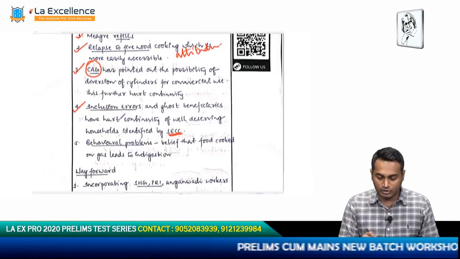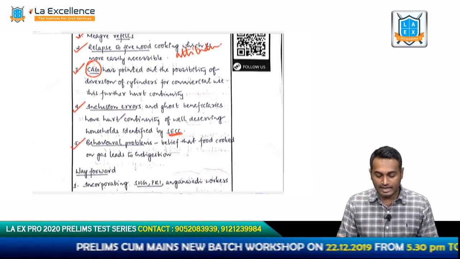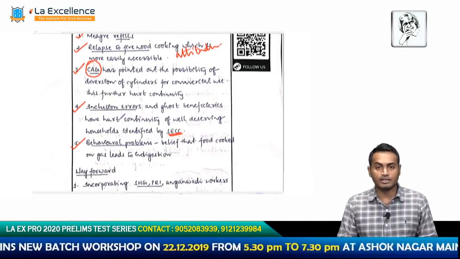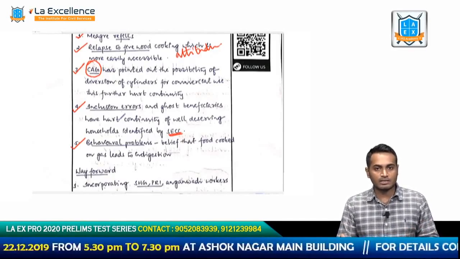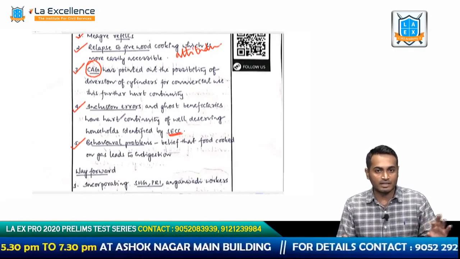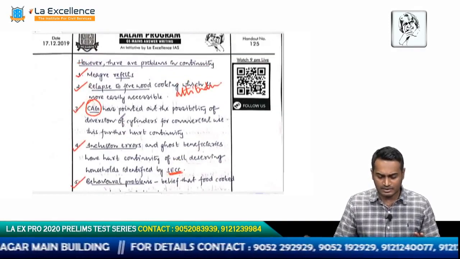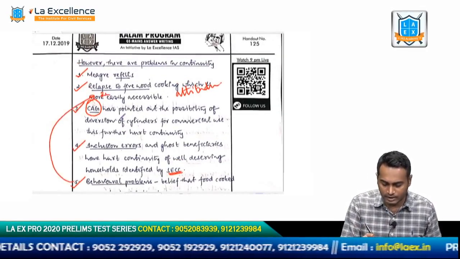And the next thing is to talk about behavioral problems. Belief that the food cooked on gas leads to indigestion. So this is some kind of superstition which we see in rural areas. Gas cooked food is not good. Food cooked under chulas and stoves like that is going to give you more health, is what they think. But this is just a superstition. This is also an attitudinal problem, so it could have come under 2A.